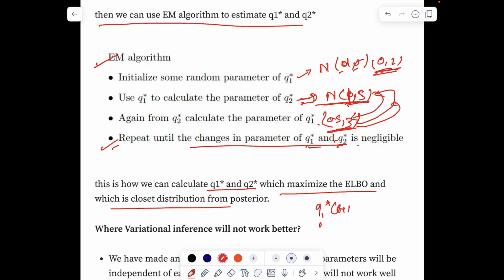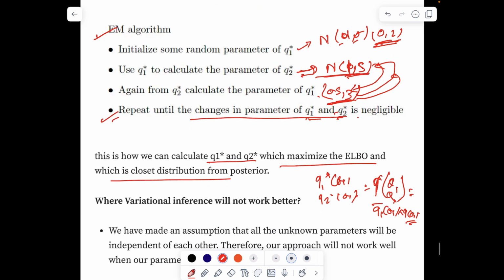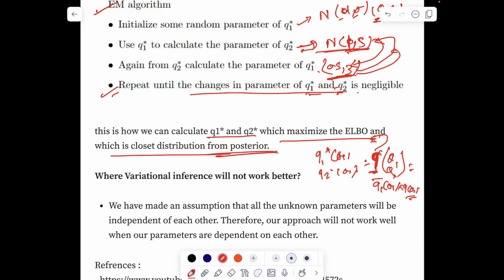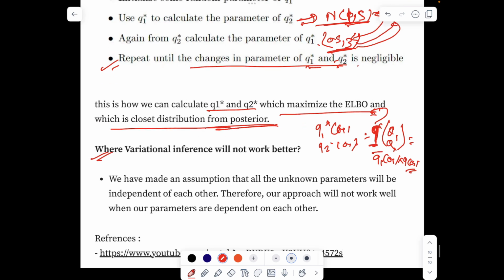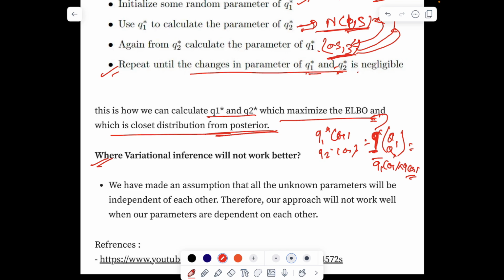This is how you calculate all the parameters of q1 star theta 1 and q2 star theta 2, which give you a distribution of theta 1 and theta 2. This distribution q is equal to q1 theta 1 times q2 theta 2, by using the mean-field variational family, right? Now this q distribution that we are taking is the same distribution that is maximizing the ELBO, and it is the same distribution that is closest to your posterior. This is how you calculate your posterior, and this is how variational inference works. It's computing your posterior.